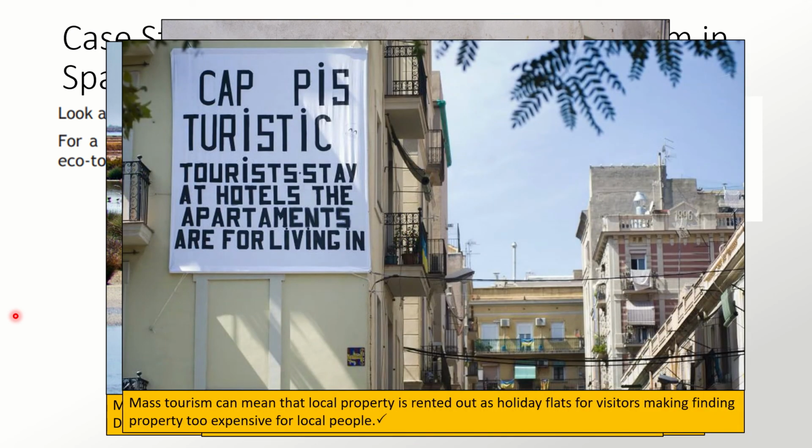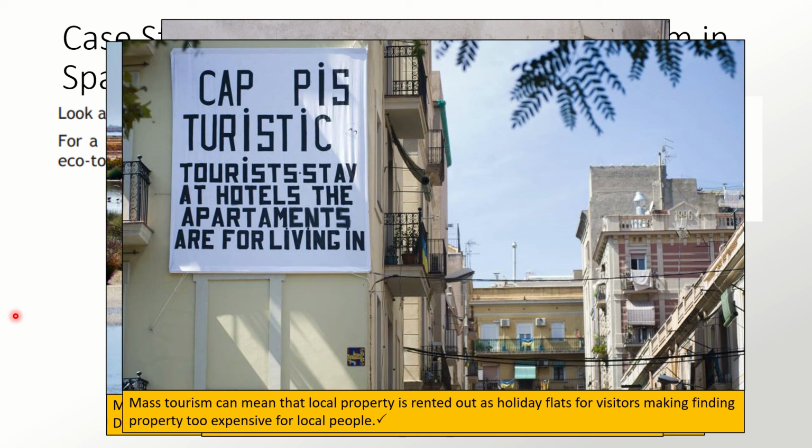This picture is from Barcelona and shows mass tourism can mean that property is rented out. Now, that means that if you own a flat, you would rent it to tourists that are visiting. And the reason you would do that is because you can charge more money than you would make from renting your flat to a local Barcelona citizen. And this means that it makes it difficult for people living in Barcelona to find accommodation.